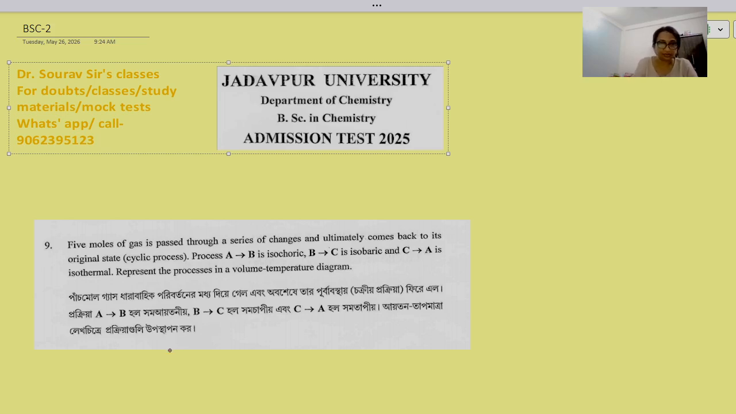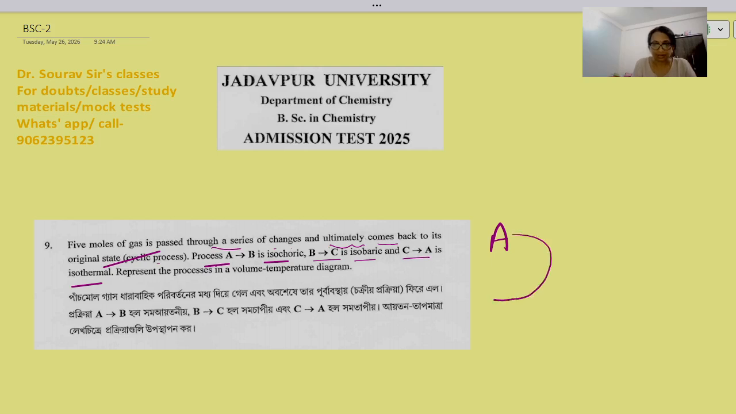And the question is that 5 moles of gas is passed through a series of changes and ultimately comes back to its original state. That is, the process is a cyclic process. Process A to B is isochoric, B to C is isobaric, and C to A is isothermal. That means the initial point is A, and after the cyclic process, the gas comes back to that point. Represent the process in a volume-temperature diagram.